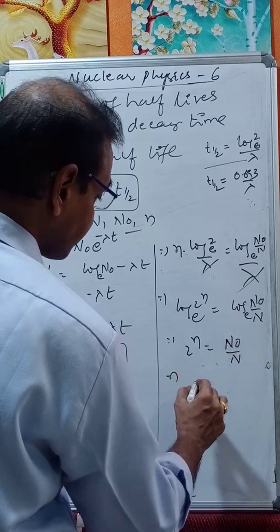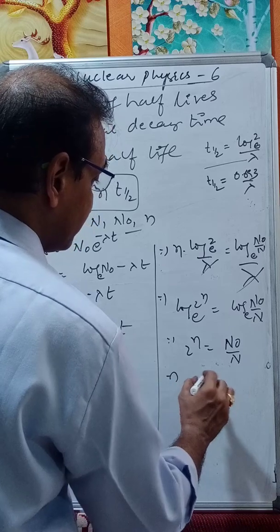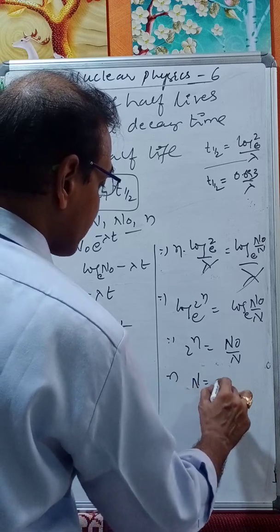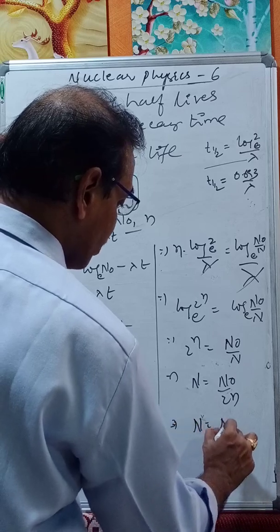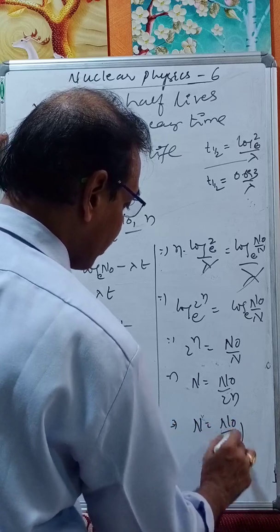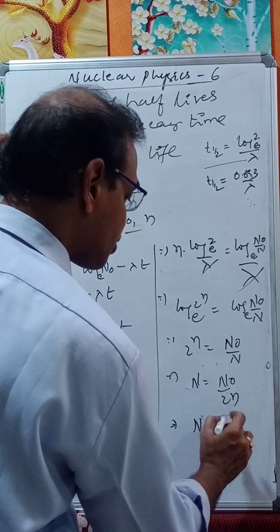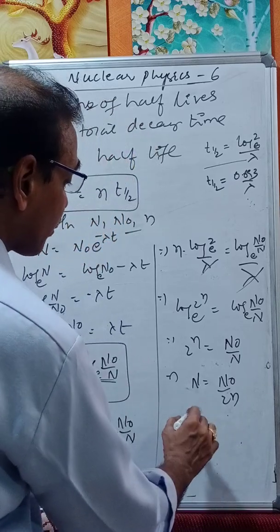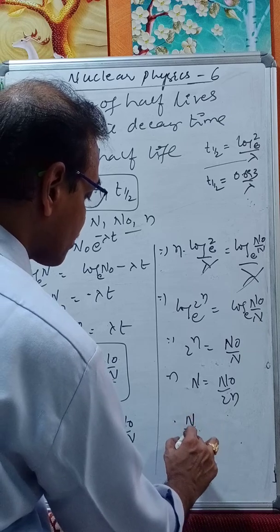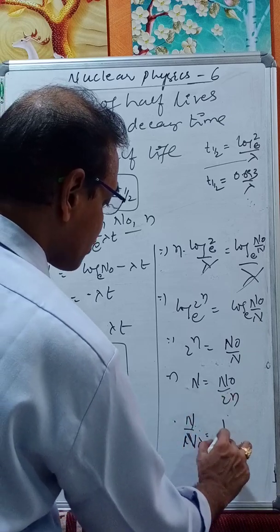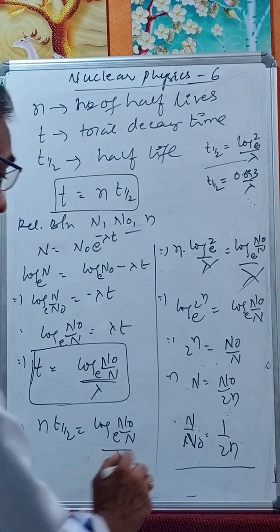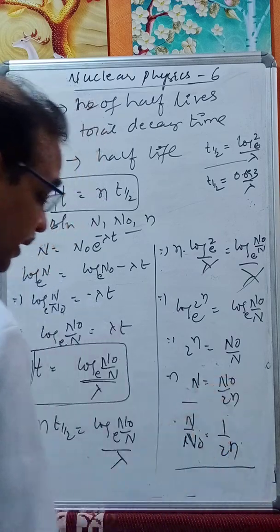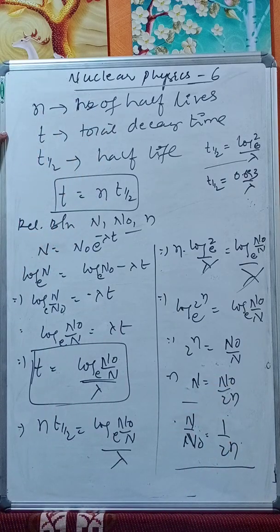Therefore n is equal to n naught by 2 power n, or n by n naught is equal to 1 by 2 power n. So this is the relation between n and n naught: n is n naught into 1 by 2 power n. This is the relation between n naught and n.